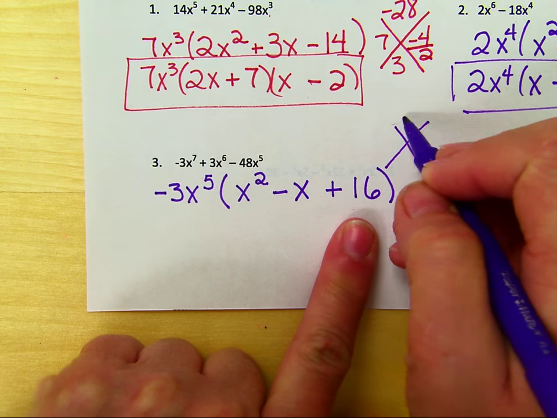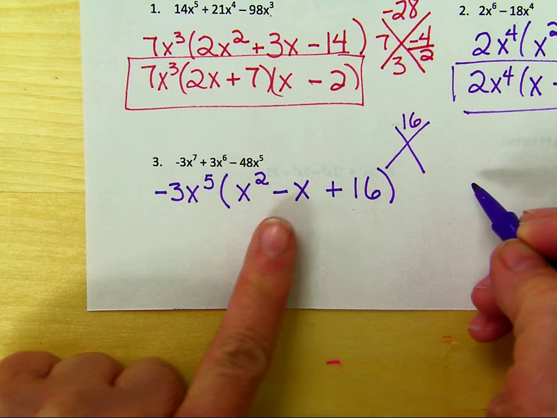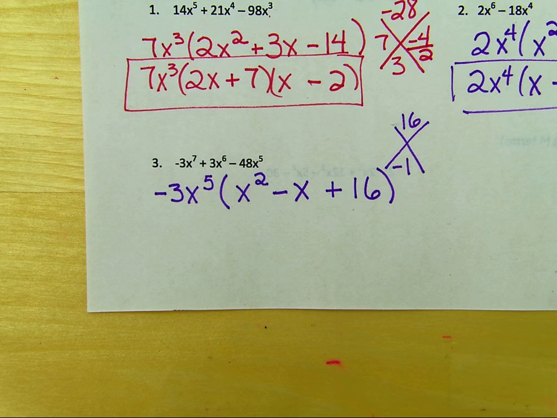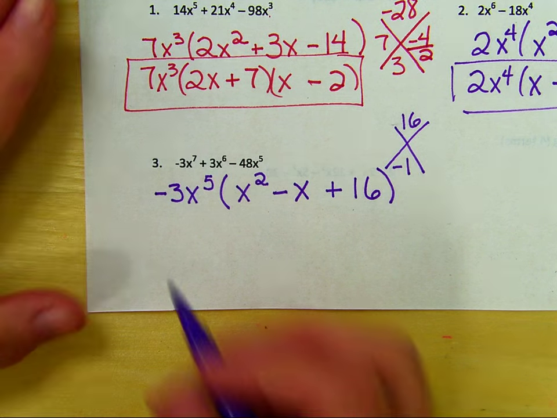What are the factors of 16 that add to be a negative 1? Don't think I have any, do I? Factors of 16 that add to be a negative 1. 1 and 16, 2 and 4, sorry, 2 and 8, 4 and 4. I'm done. Nothing else I can factor.